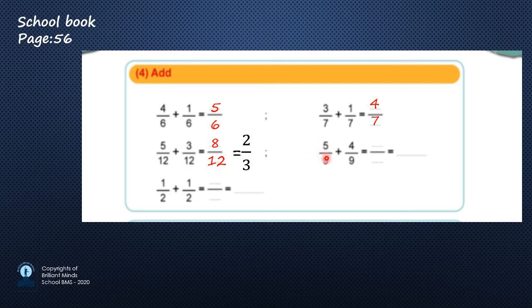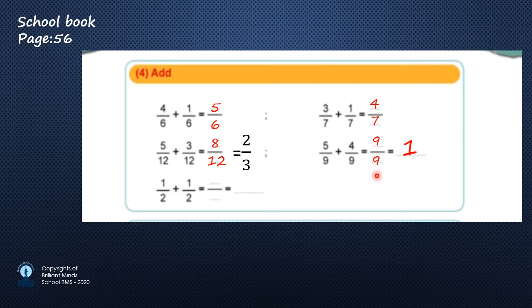5 over 9 plus 4 over 9. Step number 1, drop the D. So, we're going to drop 9. Step number 2, add n. 5 plus 4 equals 9. 9 over 9. Miss May, you said when we have the same number up and down, this equals a whole, 1. So, equals 1.